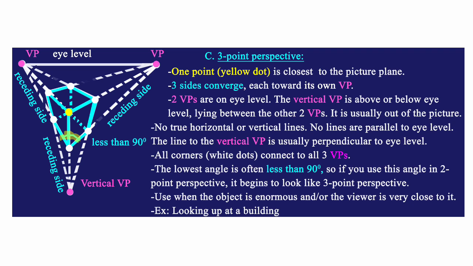Now, the only point on the box that's closest to the picture plane is this yellow dot in front. There are no true horizontal and vertical lines. And the two vanishing points are on eye level. The vertical vanishing point is on a line perpendicular to eye level, and it lies somewhere between the other two vanishing points. So use this perspective when an object is very big or when the viewer is very close to it, like looking up at a building.